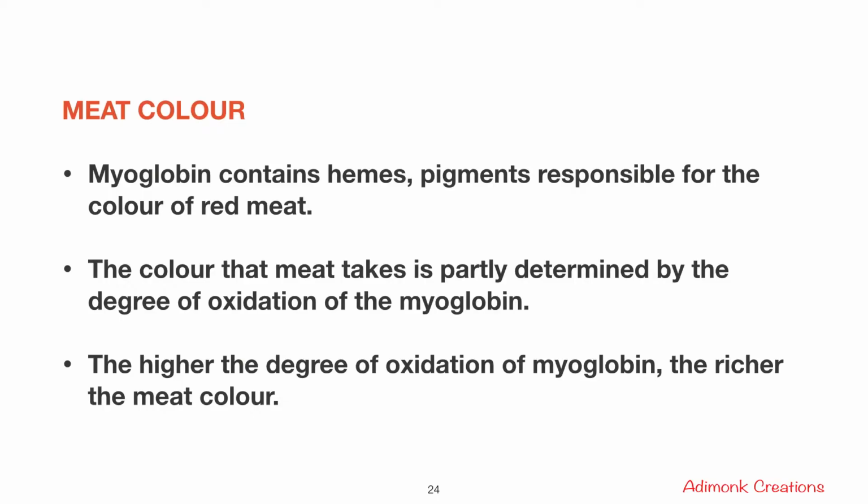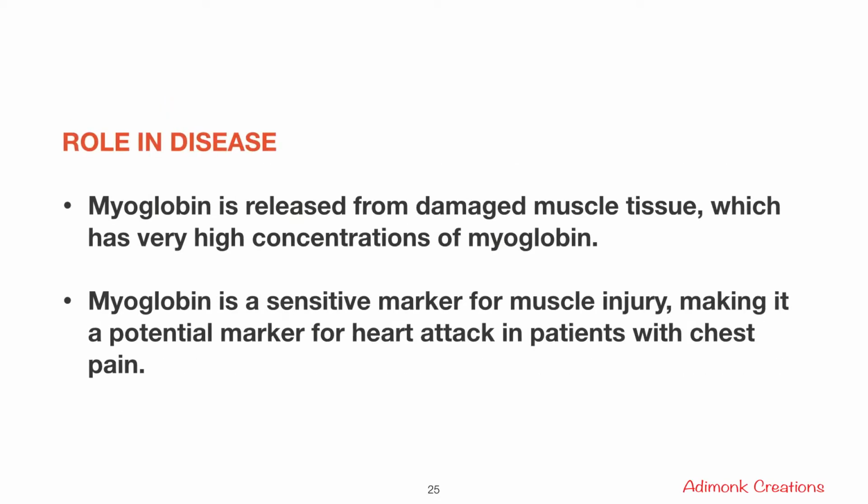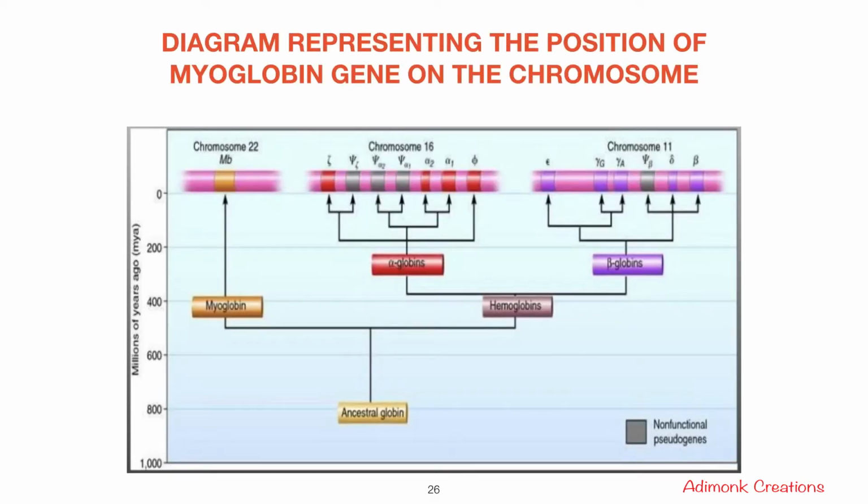The color that meat takes is partly determined by the degree of oxidation of the myoglobin. The higher the degree of oxidation of myoglobin, the richer the meat color. Another function of myoglobin is its role in diseases. Myoglobin is released from damaged muscle tissue, which has a very high concentration of myoglobin. Myoglobin is a sensitive marker for muscle injury, making it a potential marker for heart attack in patients with chest pain. And finally, this is the diagrammatic representation of the position of the myoglobin gene on the chromosome.